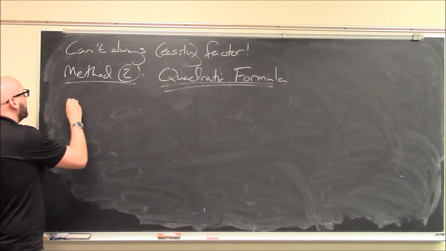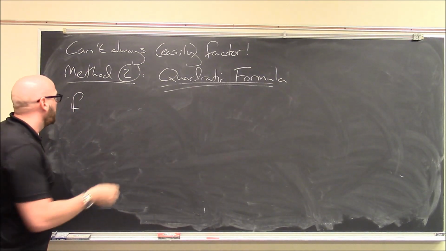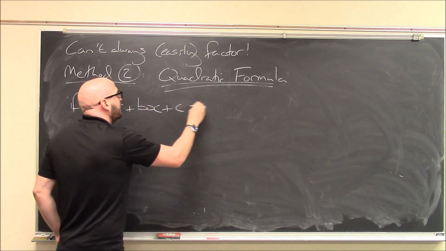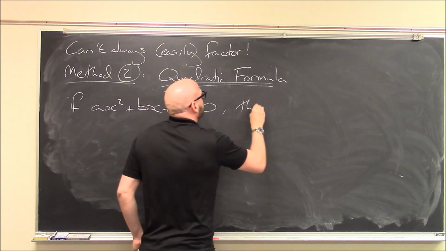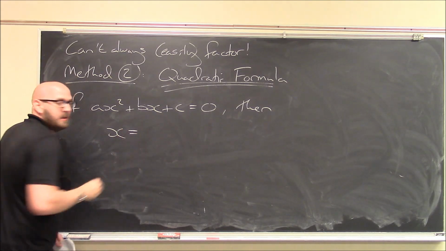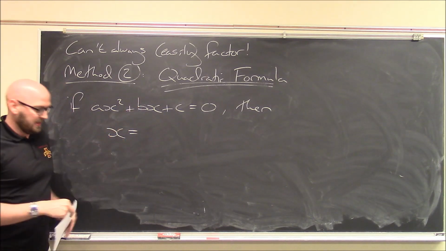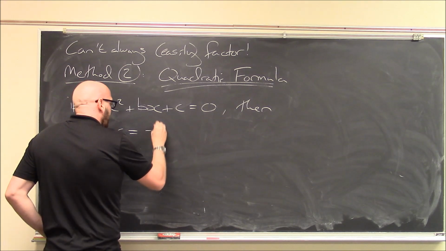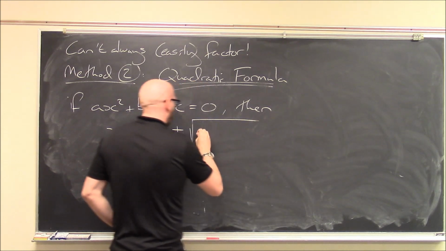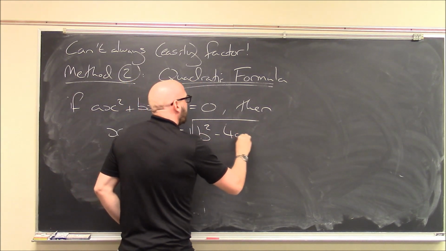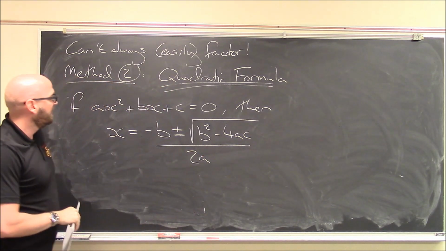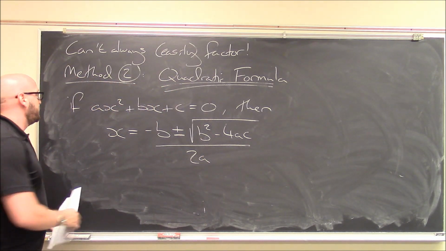And what it says is this. It says if you have a standard quadratic equation, if ax squared plus bx plus c equals 0, then your solutions are always of the following form. This tells me immediately what x is going to be, right? So then x is equal to minus b plus or minus the square root of b squared minus 4ac over 2a. Right? And there's the quadratic formula.